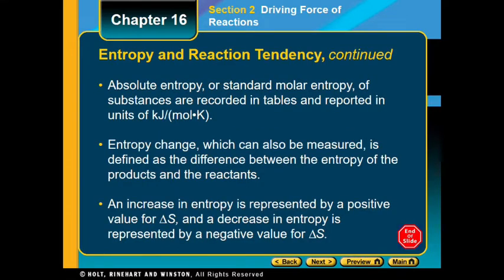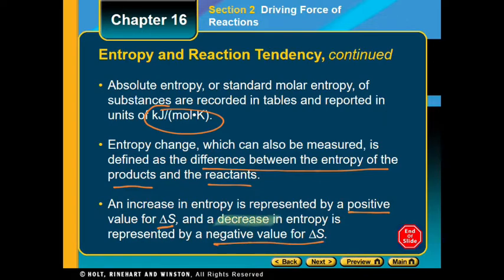If I look at the units for entropy, we've got kilojoules per mole Kelvin, and it can be found, I gave you this earlier, as the difference between the entropy of the products and the reactants, so entropy of products minus entropy of the reactants. If you have a positive delta S, there's an increase in entropy. If you have a negative delta S, there has been a decrease in entropy.